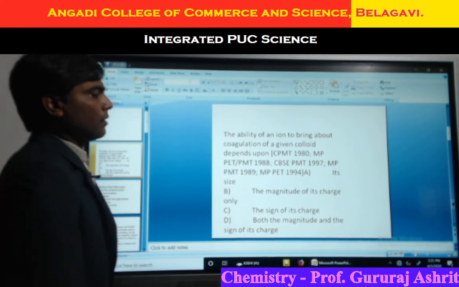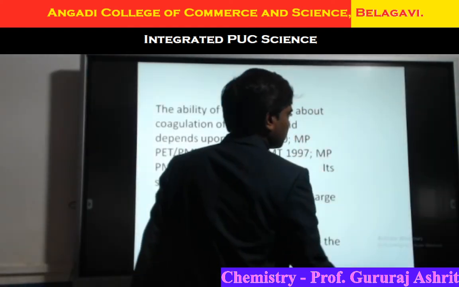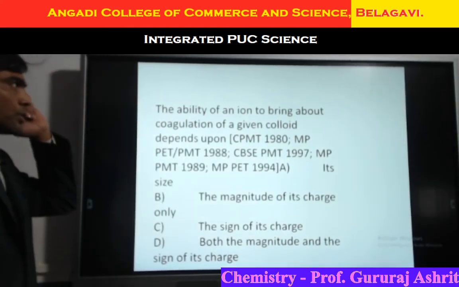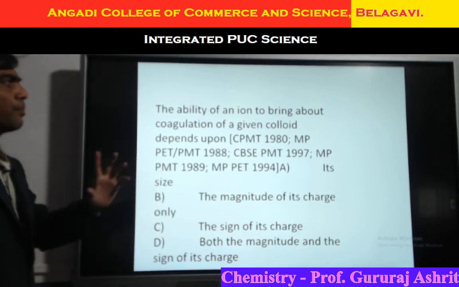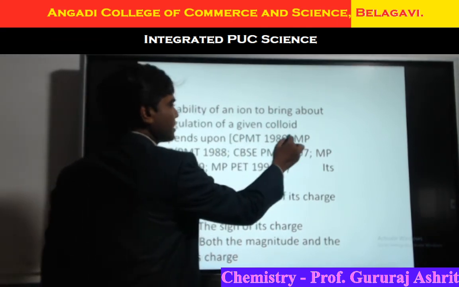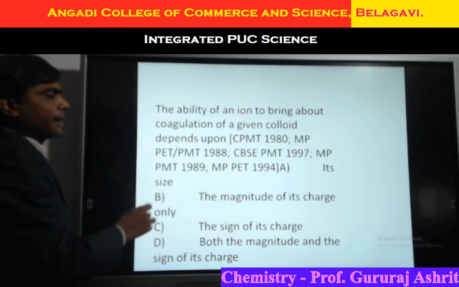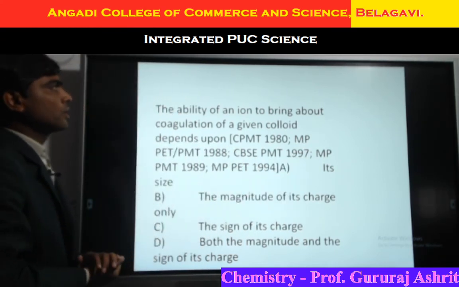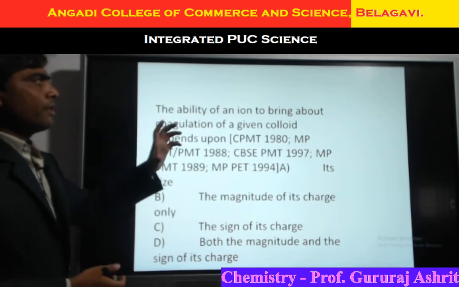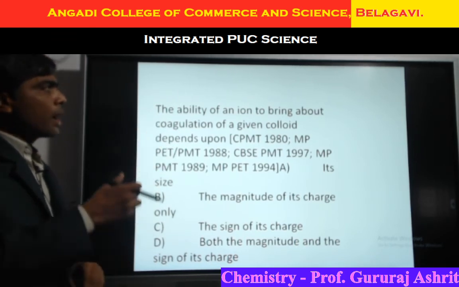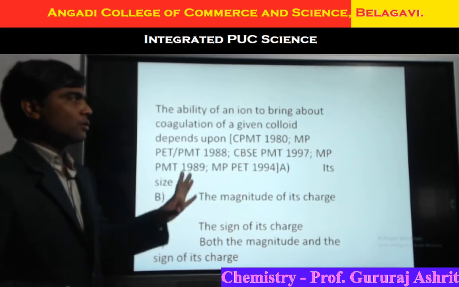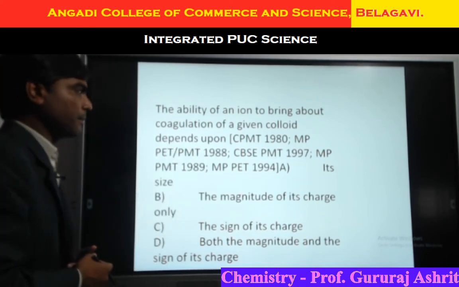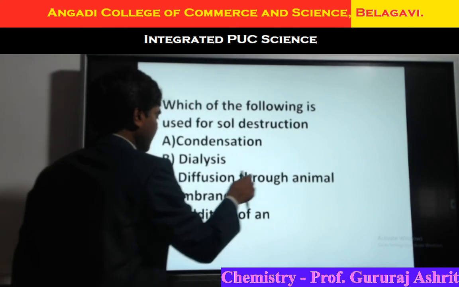The ability of the ion to bring about coagulation of a given colloid depends upon. This was asked in some exams, which I have written in the bracket. Okay. So what is the question meaning? The ability of an ion to bring about coagulation means which ion will make coagulation, on what factor it is dependent. Okay. First one is size.